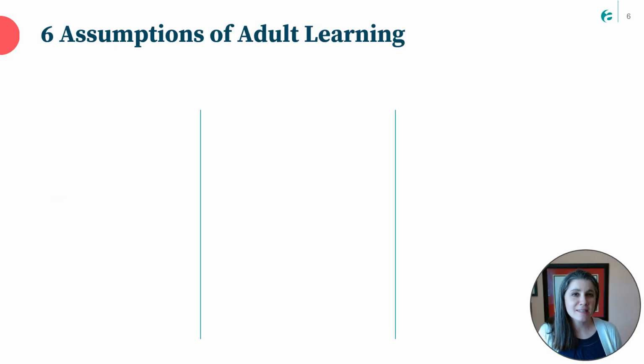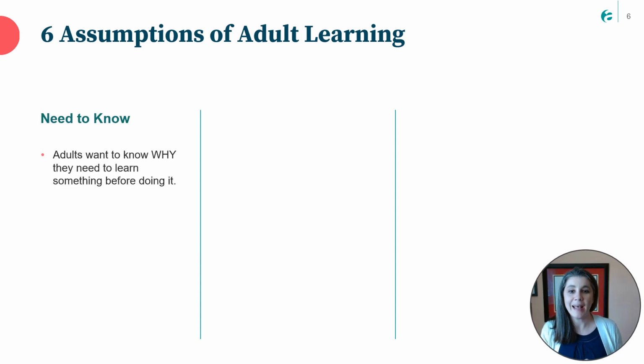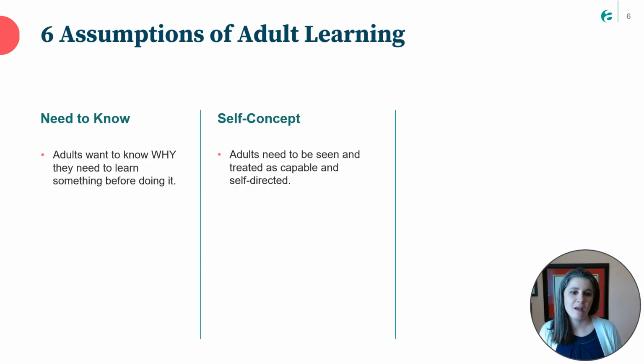There are 6 important assumptions related to adult learning. The first is need to know. As adults, we want to know why we are learning something before we're going to be willing to do that. Really build on the motivation of the person. The second is self-concept. Adults want to be seen and treated as if we're capable and self-directed.